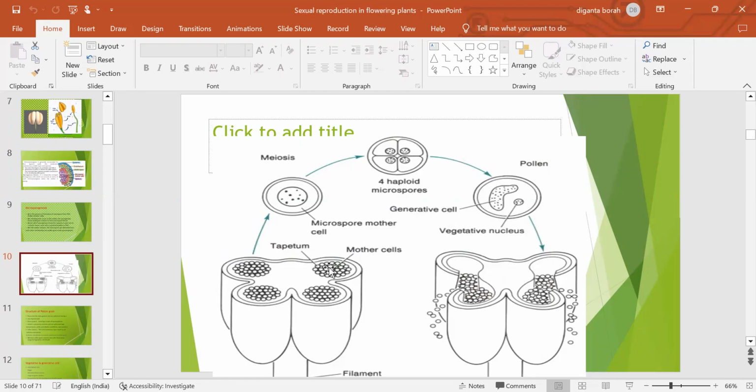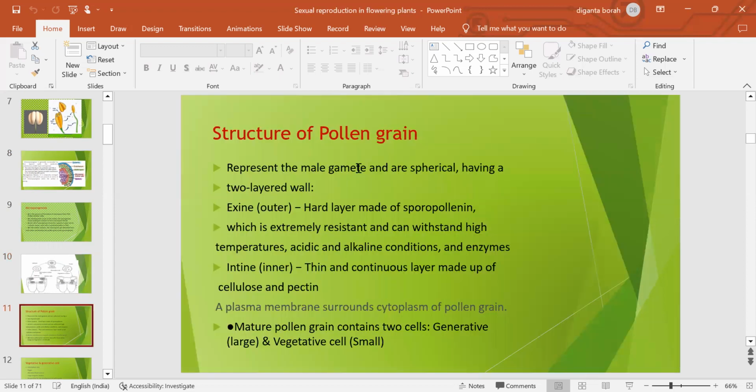So from each cell of the sporogenous tissue, a microspore mother cell is produced. From each microspore mother cell, four haploid microspores are formed. From each microspore one pollen grain is formed. Next, structure of pollen grain. The pollen grain has two layers, exine and intine. Exine is the outermost layer, which is hard, made up of sporopollenin, and intine is the innermost layer, which is continuous and made up of cellulose and pectin.